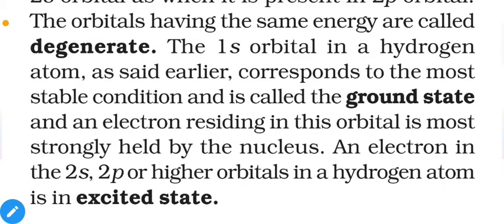Now let us move further. The 1s orbital in the hydrogen atom, as said earlier, corresponds to the most stable condition, and it is called the ground state. When the electron of hydrogen is present in the 1s orbital, it is called the ground state configuration for hydrogen, and if it is present in any orbital other than 1s, then it is called an excited state of the atom. The electron residing in the orbital is most strongly held by the nucleus because of less distance. As the distance decreases, attraction becomes stronger. An electron in 2s, 2p or higher orbitals in the hydrogen atom is in an excited state.